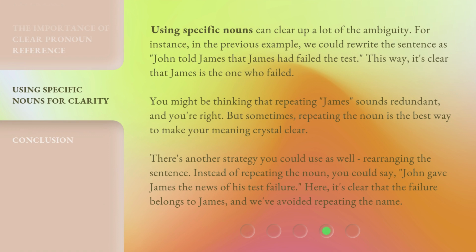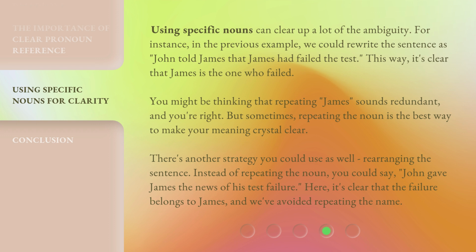Using specific nouns can clear up a lot of the ambiguity. For instance, in the previous example, we could rewrite the sentence as, "John told James that James had failed the test." This way, it's clear that James is the one who failed. You might be thinking that repeating James sounds redundant, and you're right. But sometimes, repeating the noun is the best way to make your meaning crystal clear.